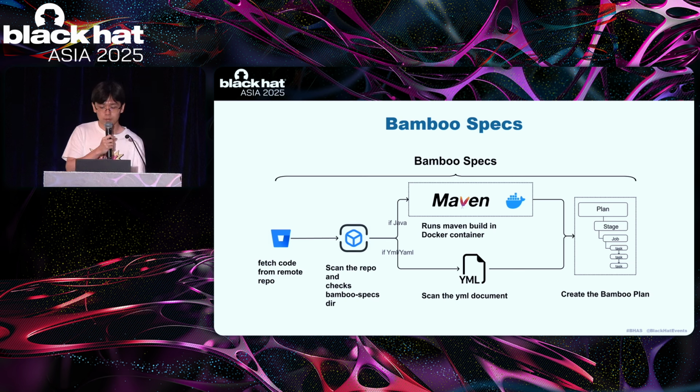So what does the process of Bamboo Specs look like? First, it will fetch code from a remote repository, and then scan the repository and check for a directory named bamboo-specs. If Java files are present in this directory, it will run a Maven build in a Docker container. If YML or YAML files are present in this directory, it will scan the YML document. And in the end, both ways lead to Bamboo plan creation. So you can see that it uses content from the repository to create a plan, which is CI jobs defined in Bamboo.